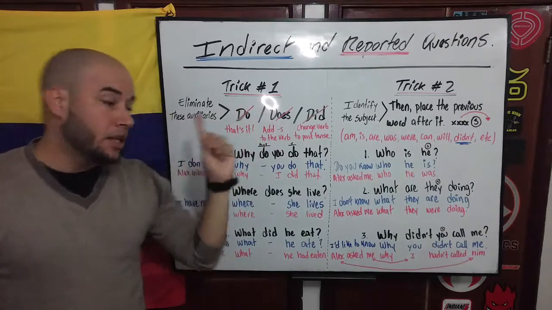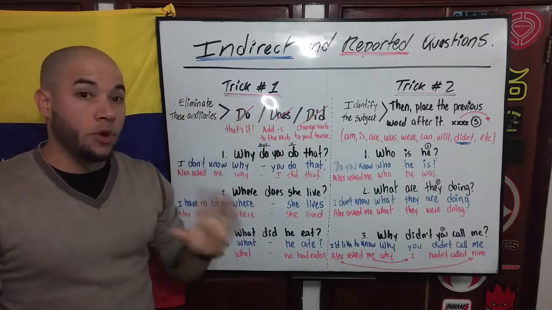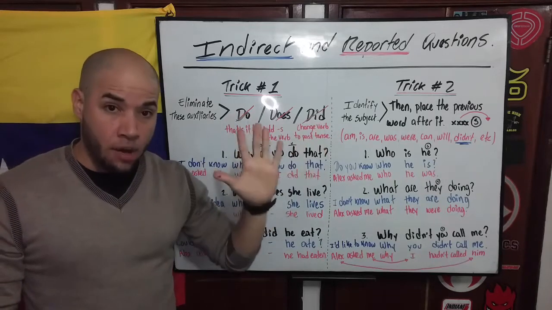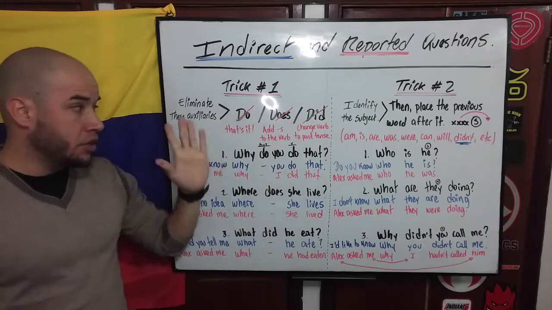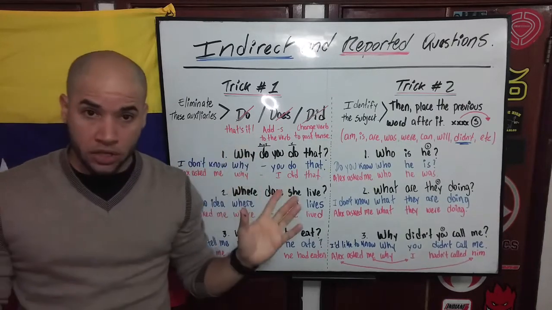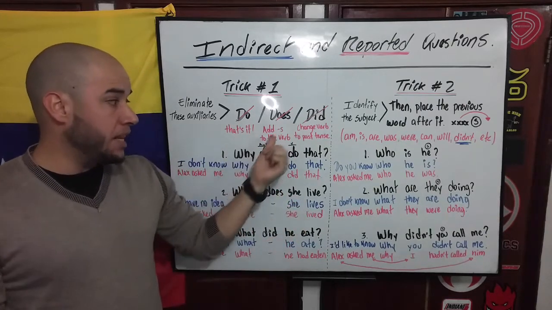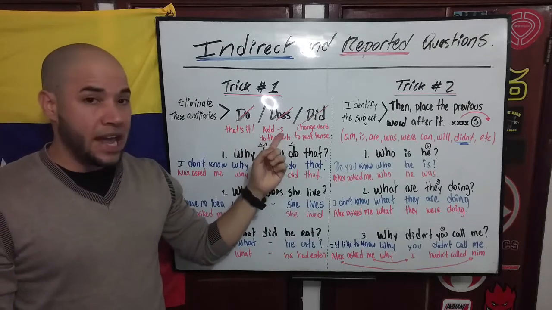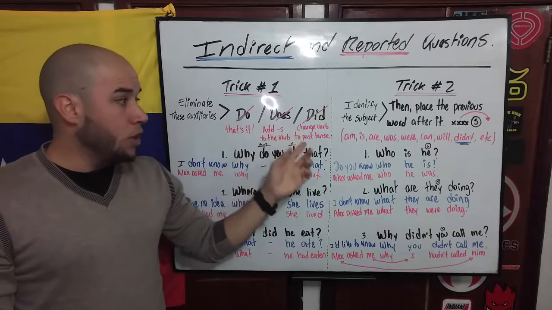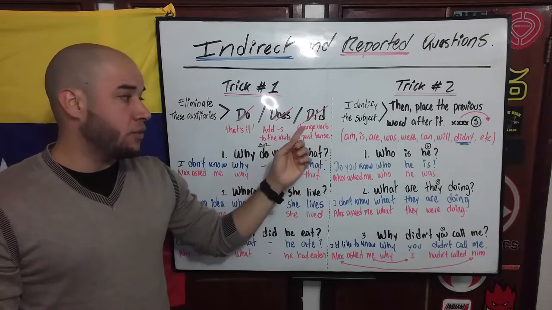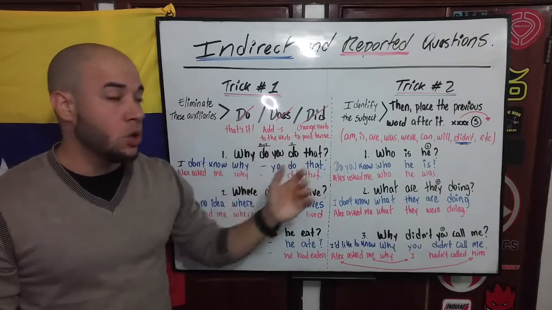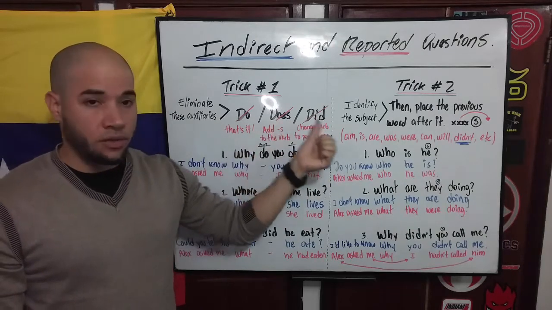First trick, eliminate these auxiliaries. We're going to eliminate do, does, and did from questions as auxiliaries. So when you eliminate do from a question, that's it, the question is ready. Then if you eliminate does, then you have to add s or es or ies to the verb. And when you eliminate did, then you have to change the verb to past tense. These are the three things you have to do when you eliminate any of these three auxiliaries.